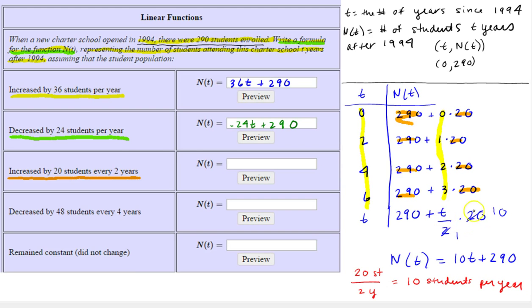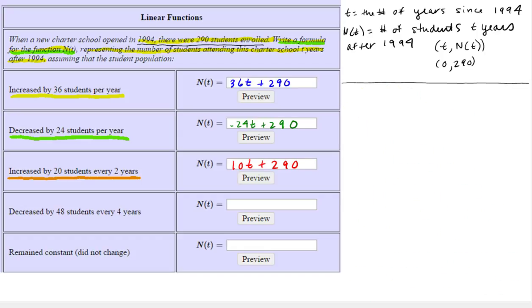And notice that's what we had when we simplified this expression. So here, if we think of 20 students every 2 years as our rate of change, to find a unit rate of change, we can just simplify 20 divided by 2. That will give us the rate of change. So this one is 10 times t plus 290. And looking back, notice that here we were given unit rates of change. Decreased by, this was a negative 24t. Increased by, this was a positive 36t. And in every case, we started with 290.